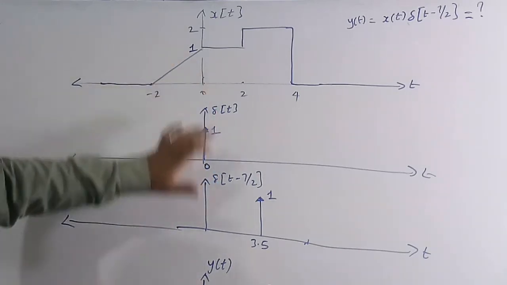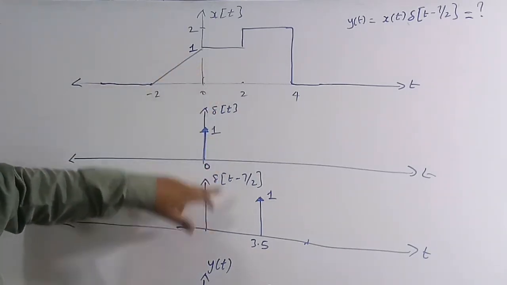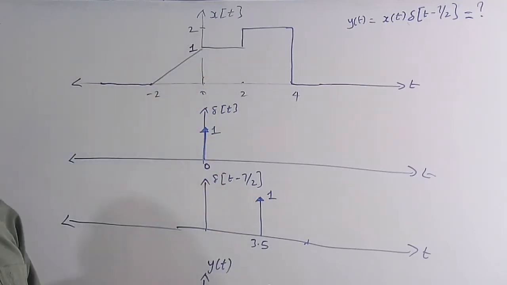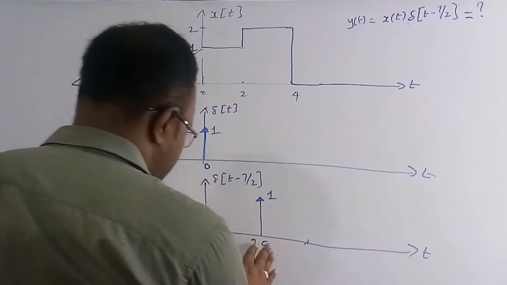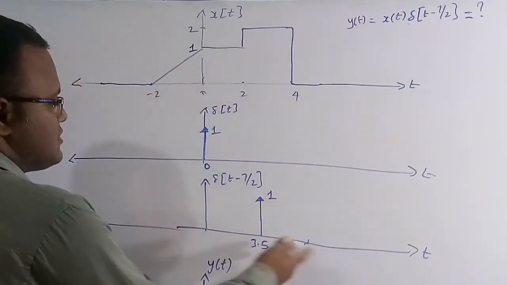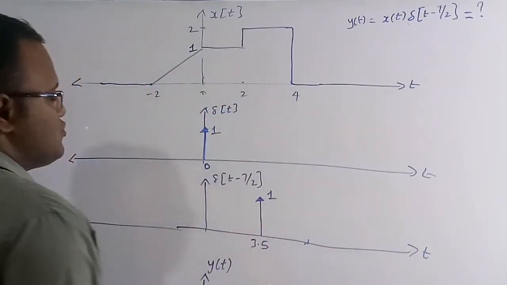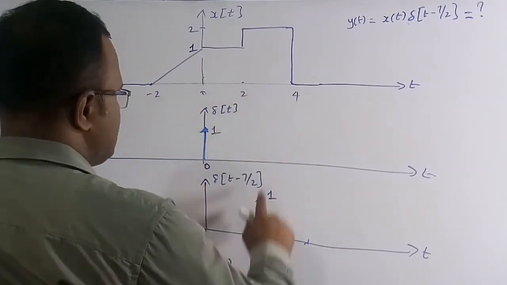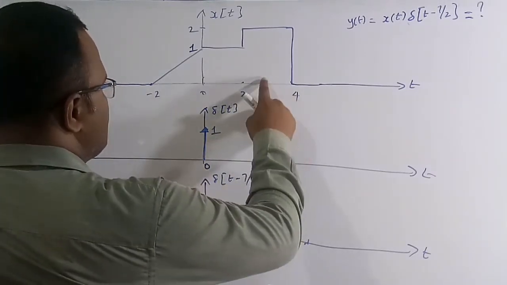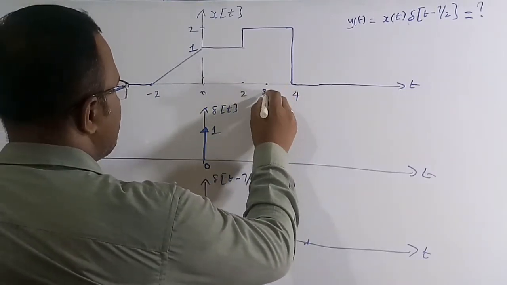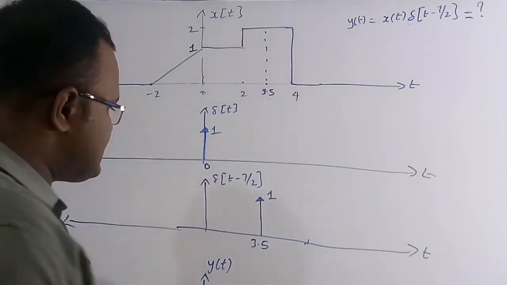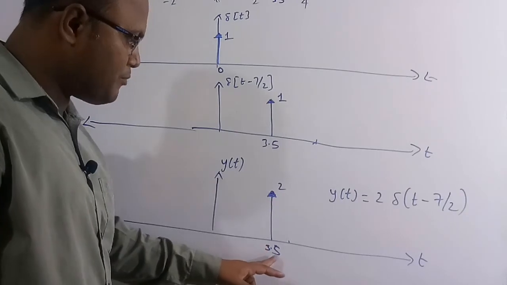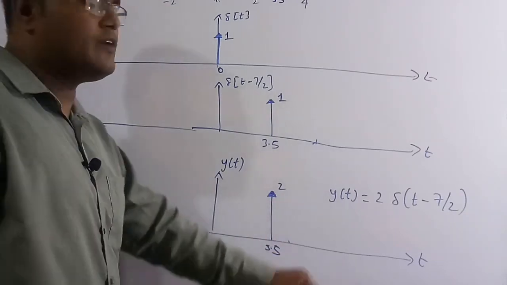Now we are going to multiply these two signals, x of t and delta of t minus 7 by 2. If we multiply these two signals, except at 3.5 all remaining things are 0. Therefore we can conclude that 3.5 is going to lie between 2 and 4 of x of t. So at t equal to 3.5 the value is 2. Therefore it has an impulse of area 2 at 3.5, and at all other instants its value is 0.